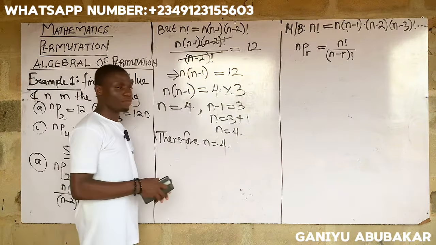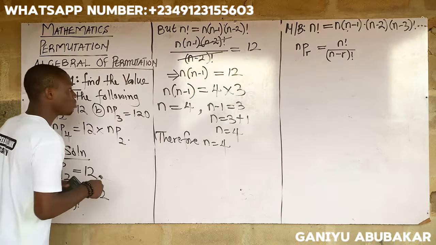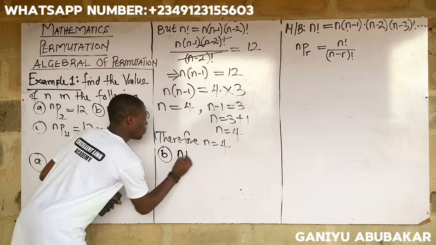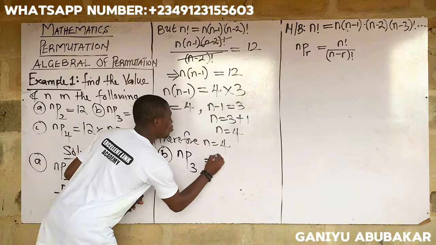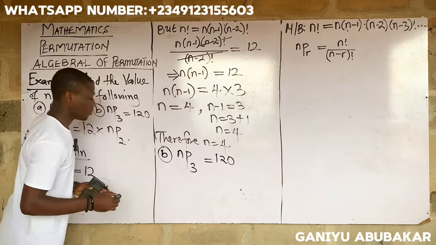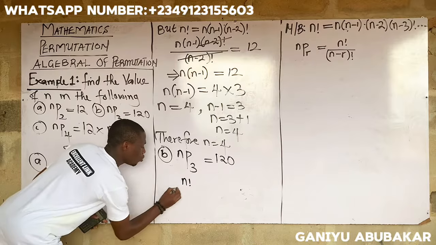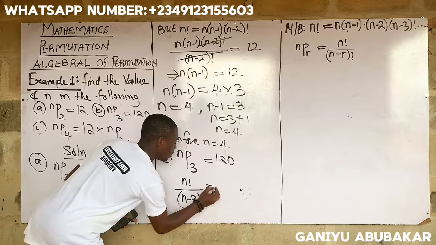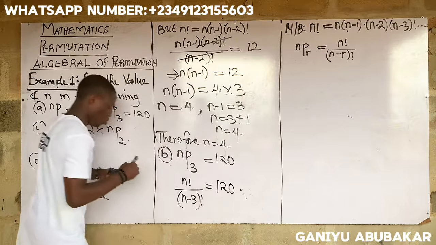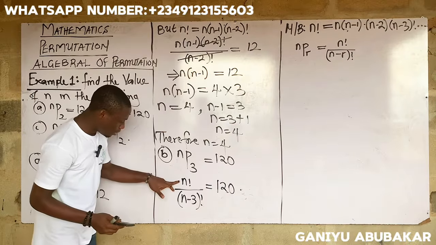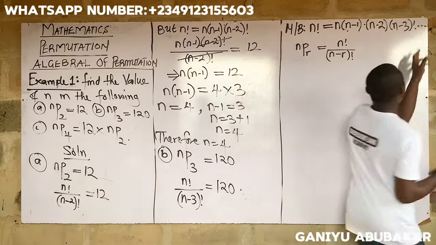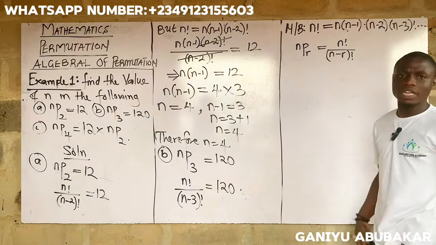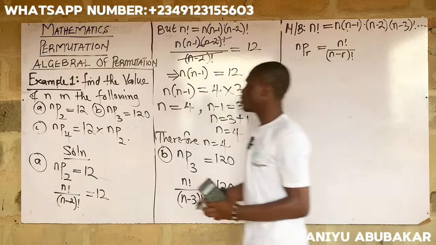So I have this. Let's do number 2. For B, I have n permutation 3 being equal to 120. The same technique. It becomes n factorial over (n minus 3) factorial equal to 120. I'll try to expand this in this form so that we cancel this down one. That's the concept. So what do I get there?